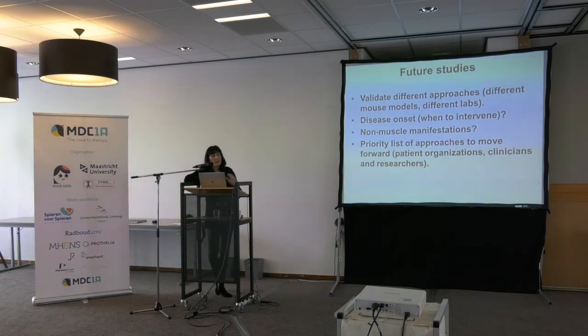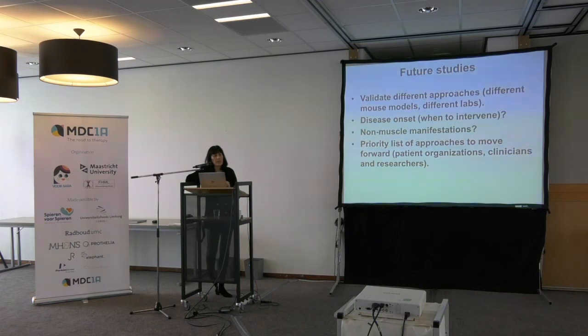I have just listed a few discussion points that maybe we can discuss later, but I think it would be very important to validate the different approaches. It would be good to validate them in different mouse models. We now have 3 different animal models, and we should also validate work from each other's labs, so to say. And of course, what we know little about in the animal models is when the disease is starting. So we need to know when to intervene.